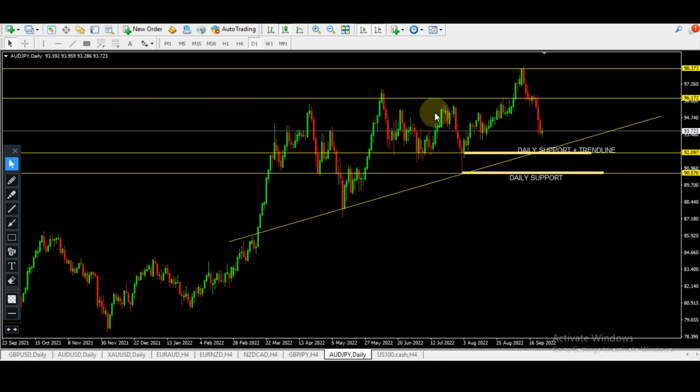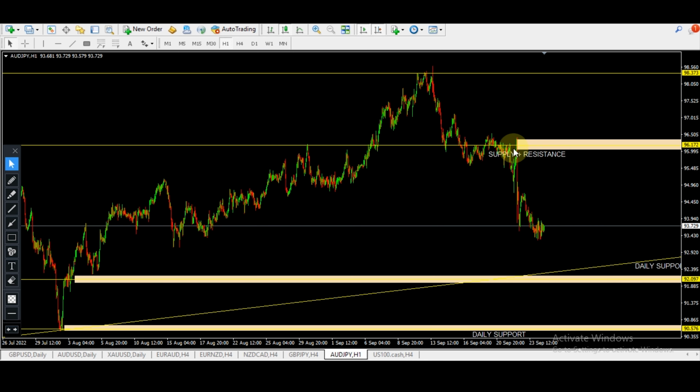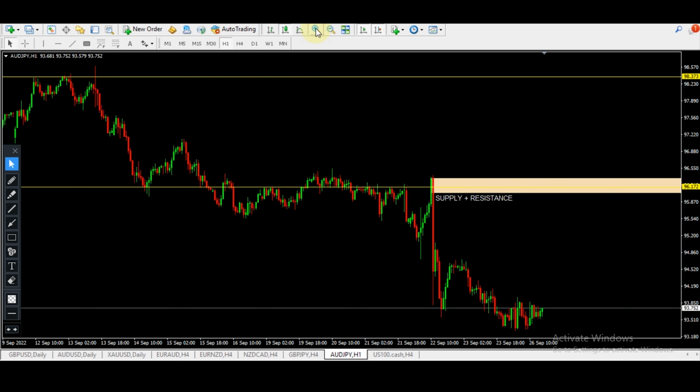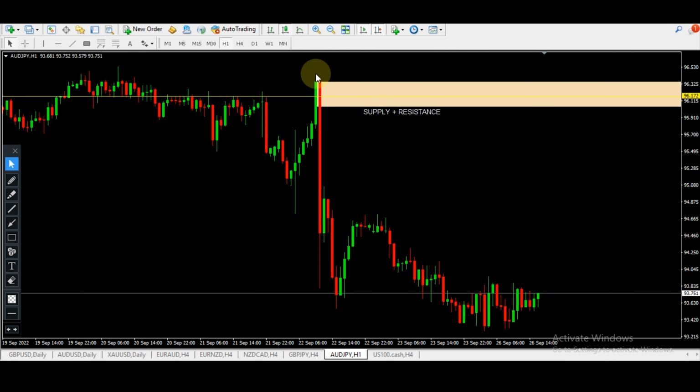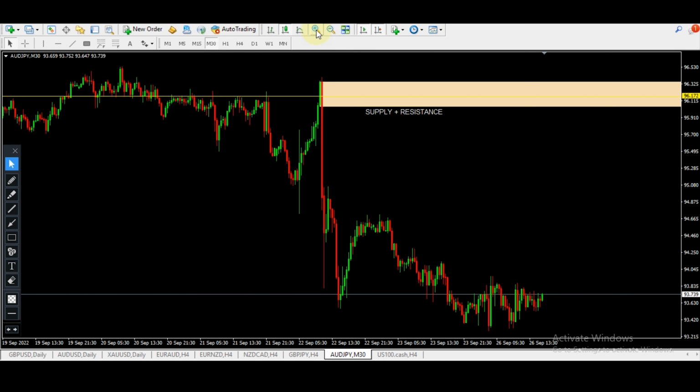Perfect. And then if we were to go to the H1 time frame, on this zone right here we have got a supply which is also at the resistance. So if you go to the M30, if you want a sniper entry, you can see this clearer. It's much clearer on the M30. We can expect to short this market when it comes to this zone over here.